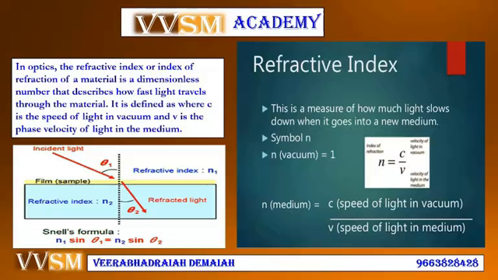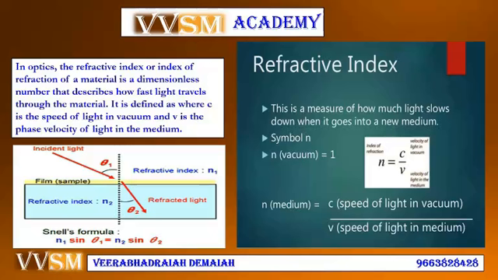n is equal to c by v, where n is called the index of refraction, c is the velocity of light in vacuum, and v is the velocity of light in the medium. So n is equal to c by v. That is the relation which helps to solve the problems in the examination.